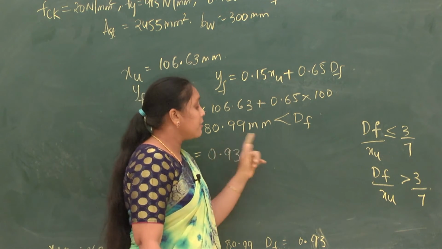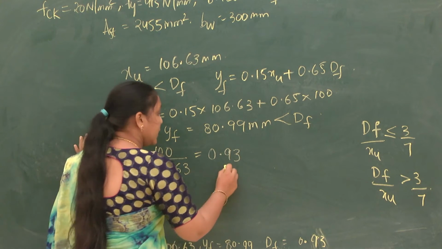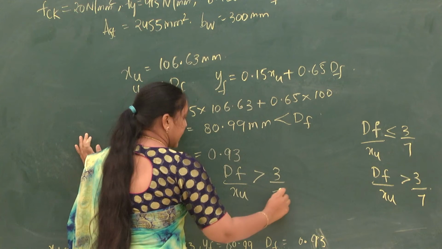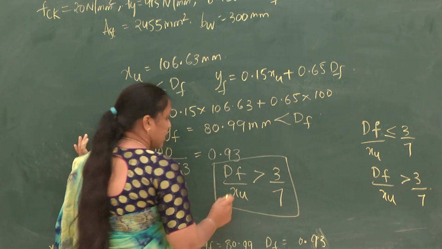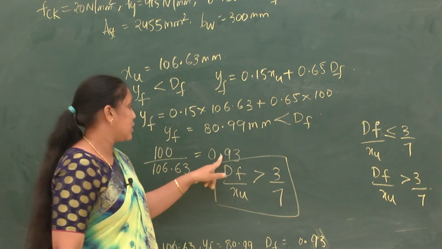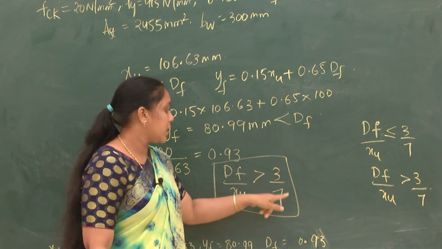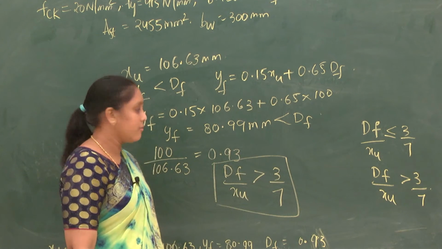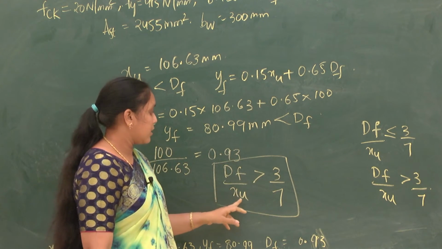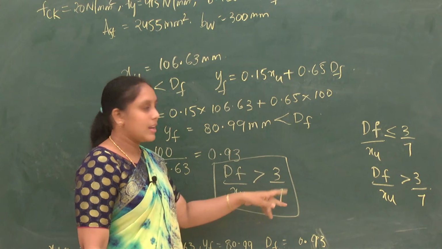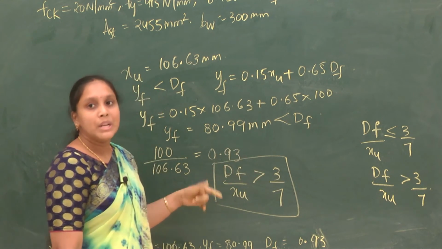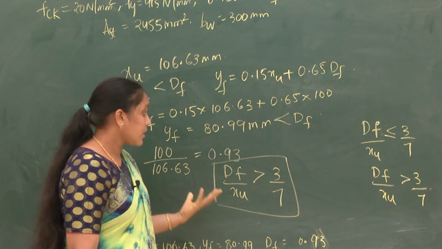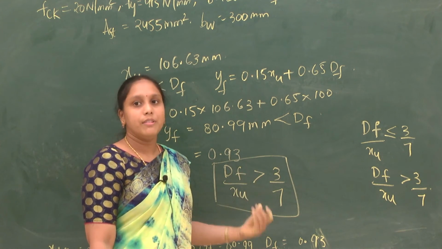Now from this what can we say? We can say that df by xu is greater than 3 by 7. Why? Because the df by xu value is 0.93 and the value of 3 by 7 is 0.43, as 0.93 is more than 0.43. So df by xu greater than 3 by 7 is the condition we have to consider here, and based on this condition we have to calculate the moment of resistance.